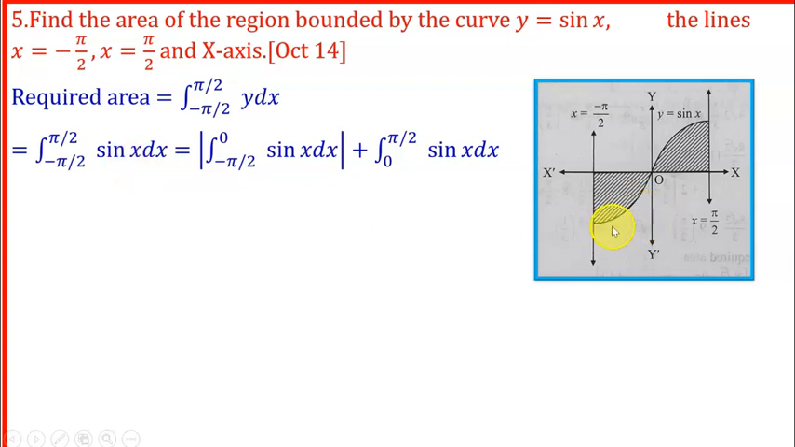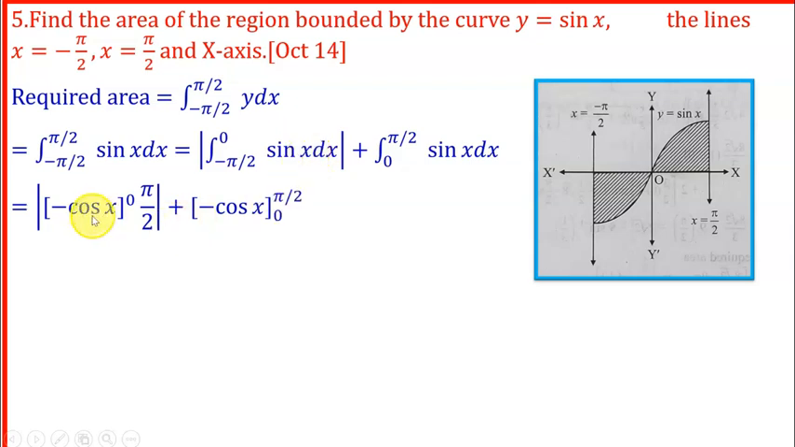And here we will take the mod of this region, as the area is never negative. Therefore, we take the mod of the integral from minus pi by 2 to 0 first, and next is 0 to pi by 2, from here to here. Therefore, we will divide this y into two parts: first minus pi by 2 to 0 and next 0 to pi by 2. The first part we take in mod sign because it is below the x-axis. Its area is 0. Therefore, we take the mod sign.